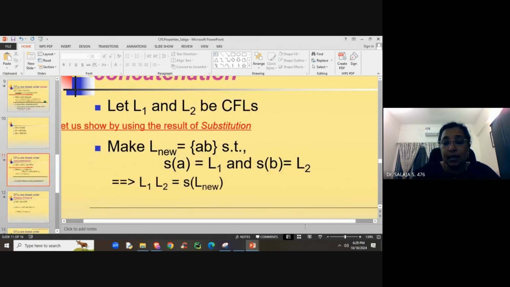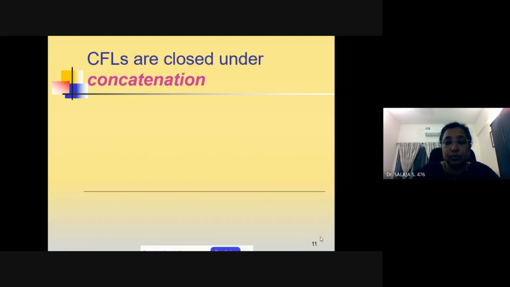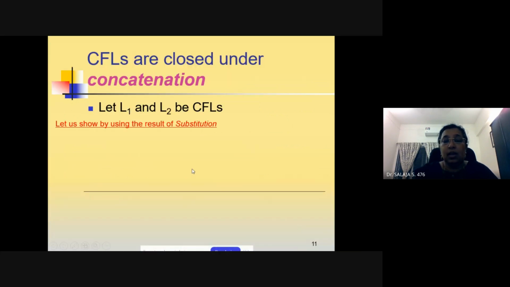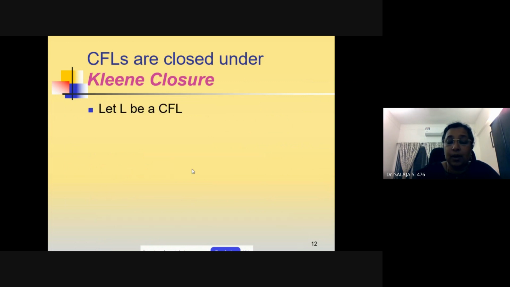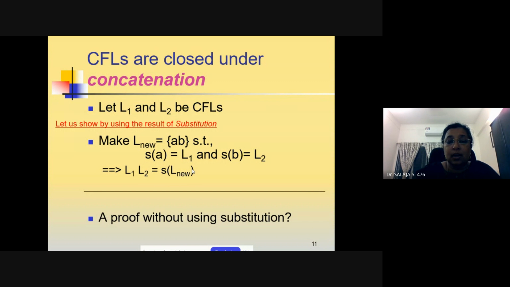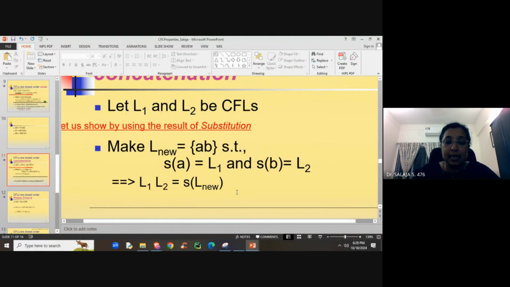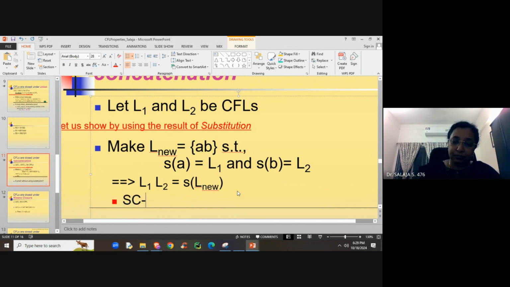Now, for concatenation, let L1 and L2 be two different languages. You have a context free language. Now, how do I do it? You have to combine one after the other. Either L1 has to come as the prefix or L2 has to come as the prefix. So, just by adding a new variable again, suppose you have S concatenation, which produces S1 and S2.